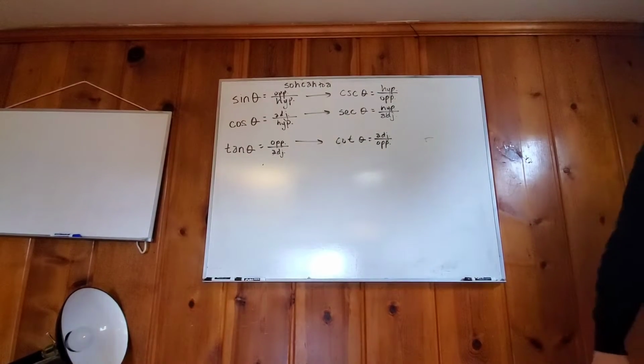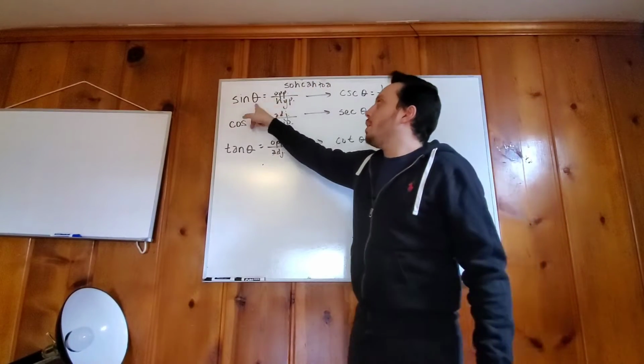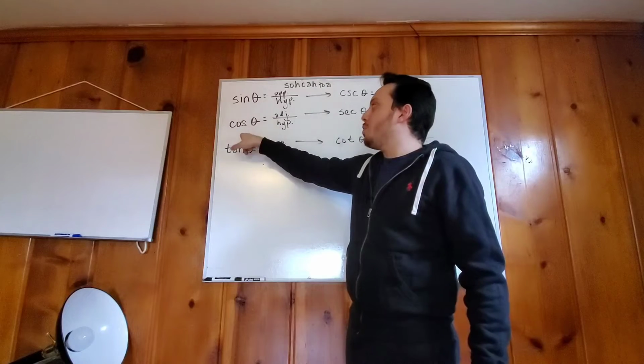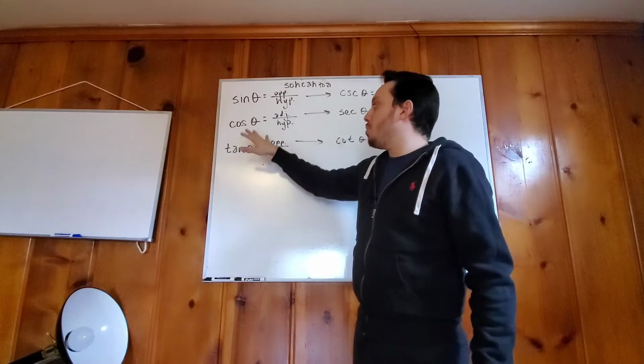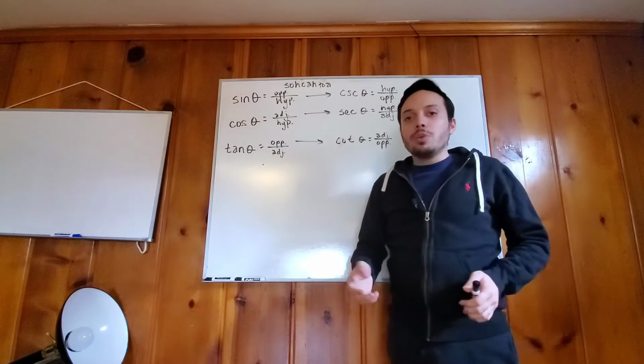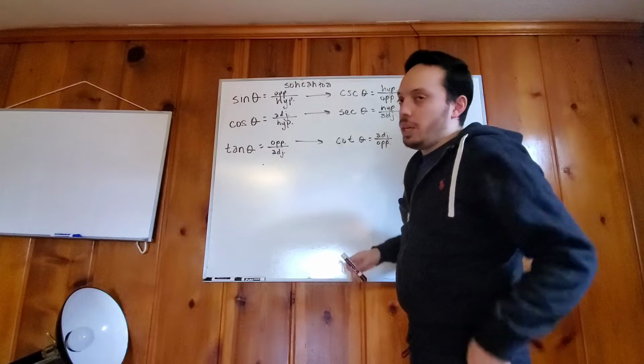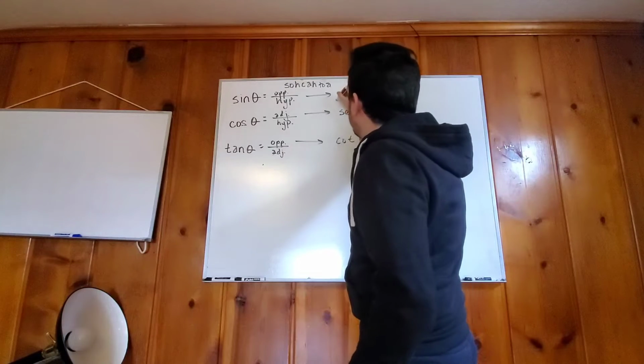All right, so let's actually start with the very basic. Sohcahtoa: sine equals opposite over hypotenuse, cosine is adjacent over hypotenuse, tangent is opposite over adjacent. So that's pretty easy. So what are the new ones we're learning today? The ones we're learning today are cosecant, secant, and cotangent.